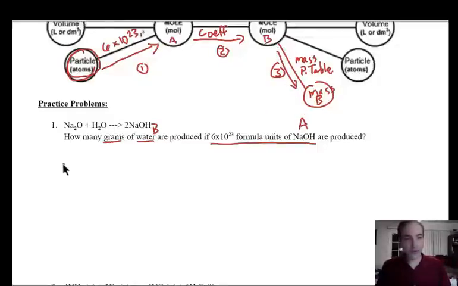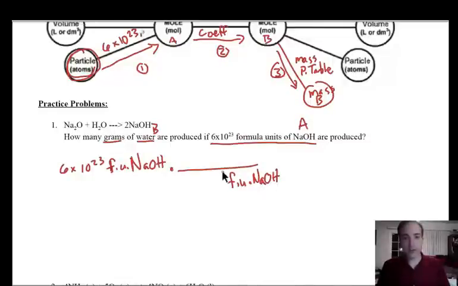So let's start with our given value, 6 times 10 to the 23rd, and we're just going to put formula units, so FU there, and then the substance is sodium hydroxide. Okay, dot in a line, meaning multiply in a line. And then let's see what we got here. Unit wise, we're going to put our old units on the bottom so they disappear. So that's formula units. The substance, don't forget your substances. Remember, getting a good habit of writing the substance every time now.